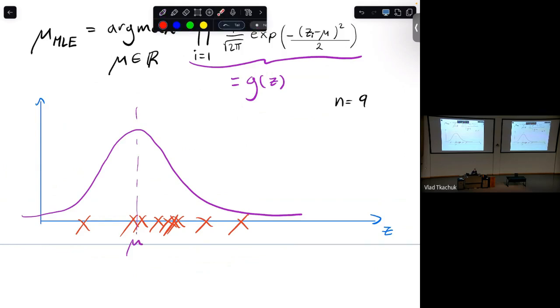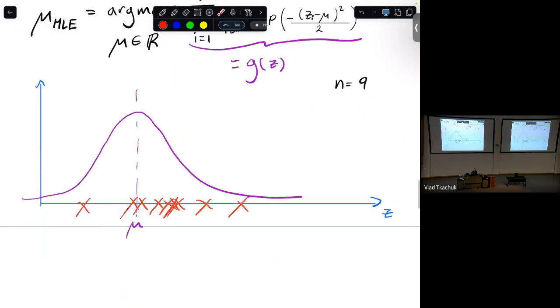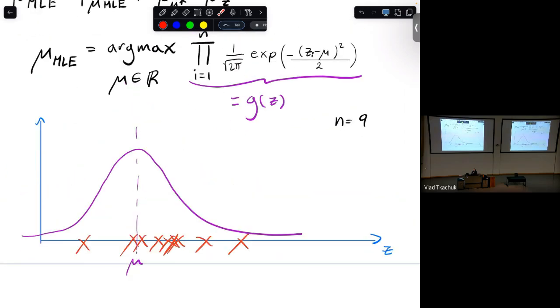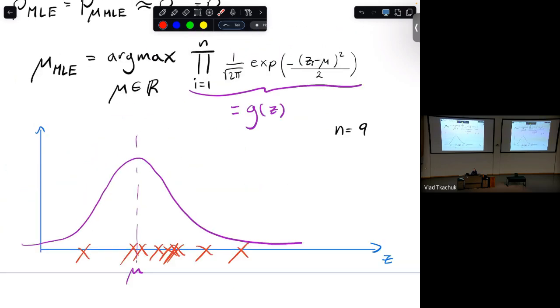And what you would do is for this mu, you would compute this quantity, right? And what is that quantity? That quantity is just the PDF at this value times the PDF at this value times the PDF at this, and this, and this. All of them multiplied together. And in other words, we saw it's actually very much like the probability of getting that data under that corresponding PDF.